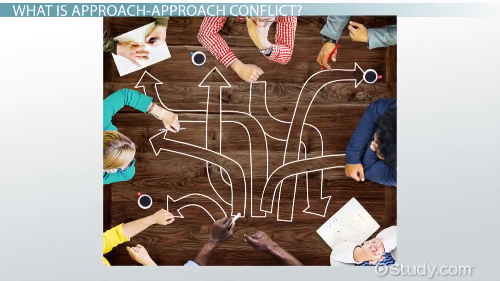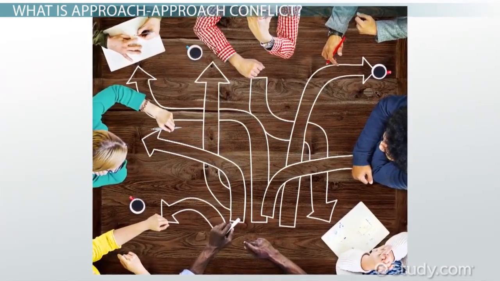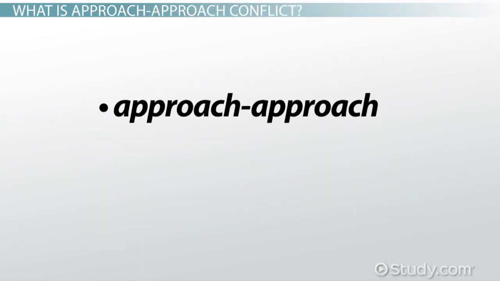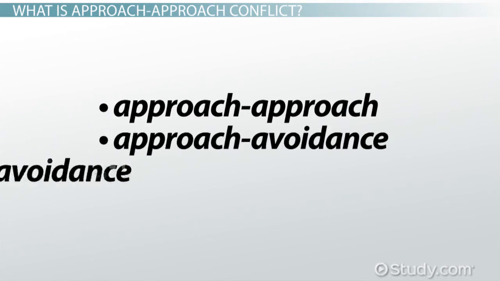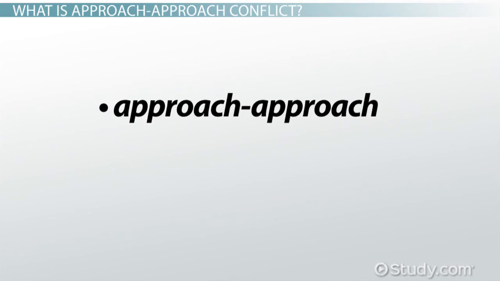No one ever said that the decision-making process was an easy one. There's usually going to be conflict involved. A group of psychologists determined that there are three types of conflict: approach-approach, approach-avoidance, and avoidance-avoidance. We're going to focus on the approach-approach conflict.